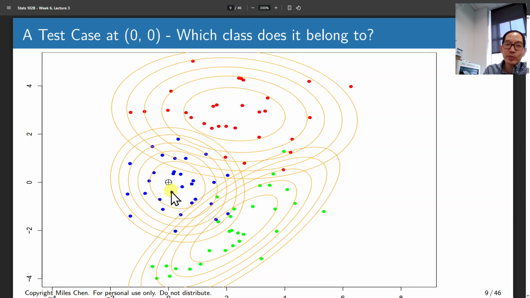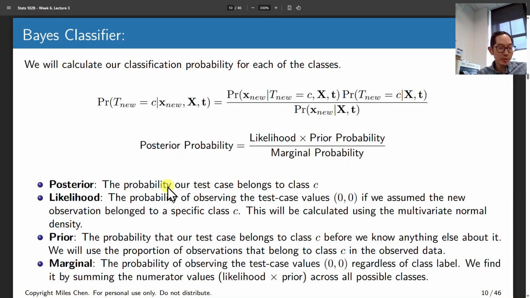Okay, but anyway, we said, hey, if we put in a test case right here, what class do we think it belongs to? And just by looking at it, we'd say, yeah, for sure that's going to be class B. That's got to be a blue dot. And we will go through the calculations and we will say, yeah, indeed, it is Class B.